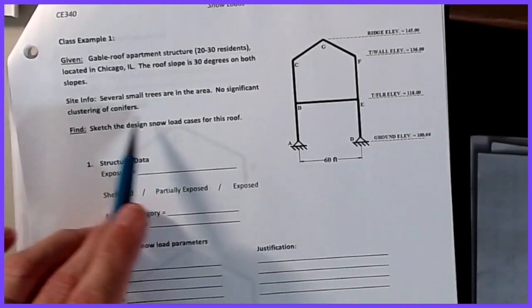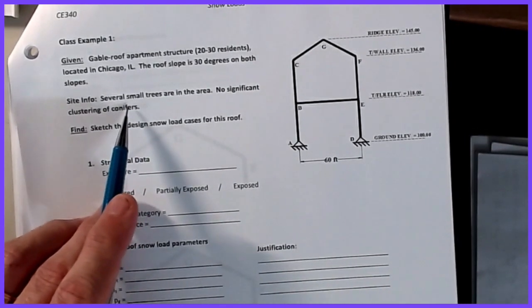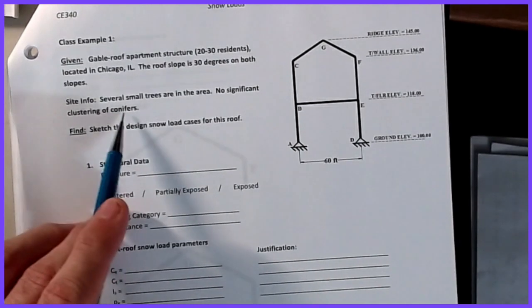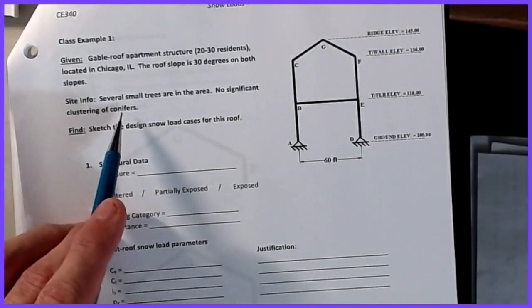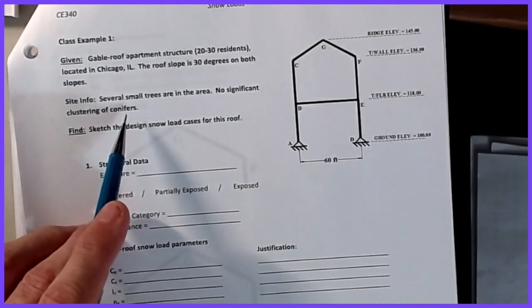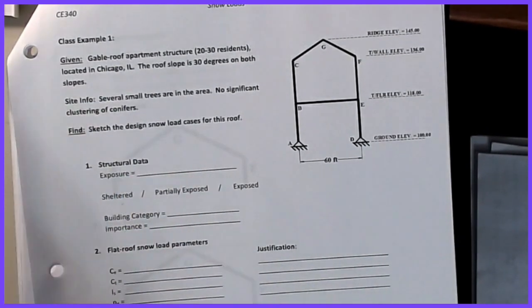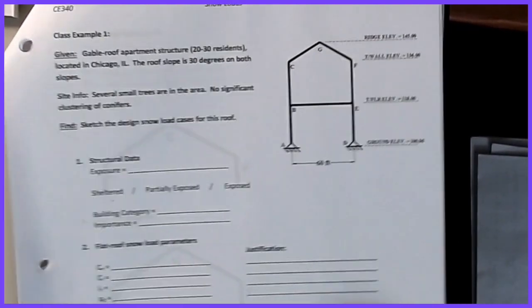Now, a conifer is basically a tree that keeps its leaves. It's like an evergreen or a pine or something like that. And that's important because if you have conifers in the area, they don't drop their leaves in the winter. If you're sitting near a maple tree or an oak tree in the winter, they drop their leaves, and the exposure of this building being surrounded by those is completely different than if you have a pine tree that's sheltering things.